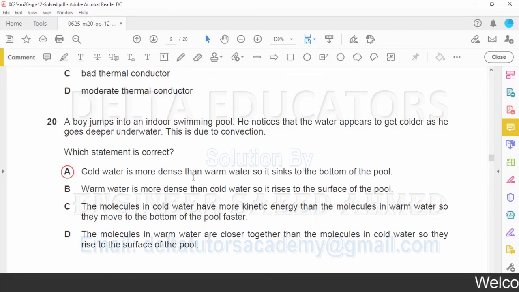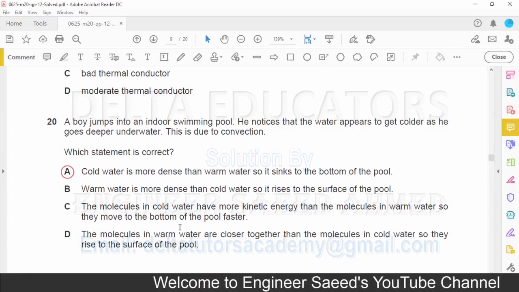What is given in the other options? Option B, warm water is more dense. No, warm water is less dense because in warm water the volume is more and with the increase in volume density decreases. So option B is incorrect. Option C, the molecules in cold water have more kinetic energy. No, in warm water there will be more kinetic energy. So this option is also incorrect.